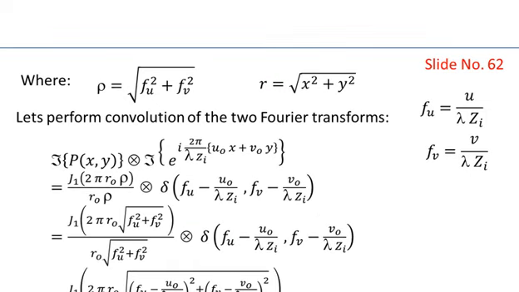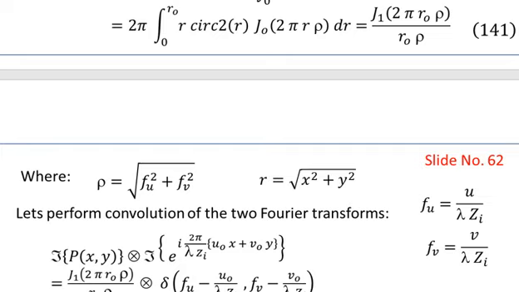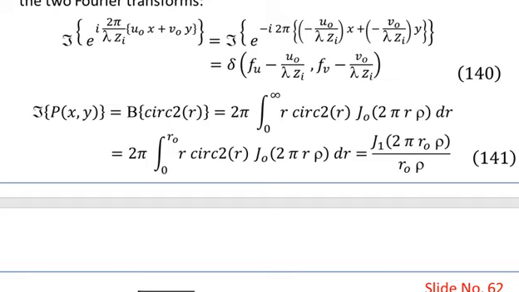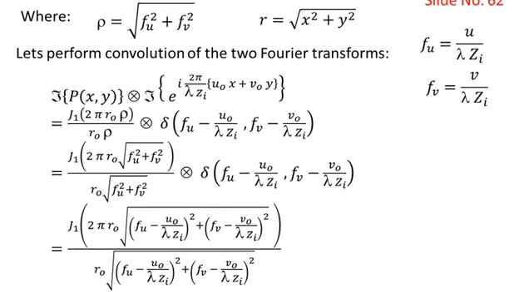So we have written the convolution of the pupil function convolved with the Fourier transform of the exponent function. Here we have shown the Fourier transform of the pupil function from equation number 141, last step, and we have also taken the Fourier transform from equation number 140, shown over here in the form of delta functions. And you know that we have represented this J1, and here there is rho. We can express rho in terms of this Fourier frequency, the square root of fu square plus fv square, and similarly in the denominator we have the square root of fu square plus fv square.